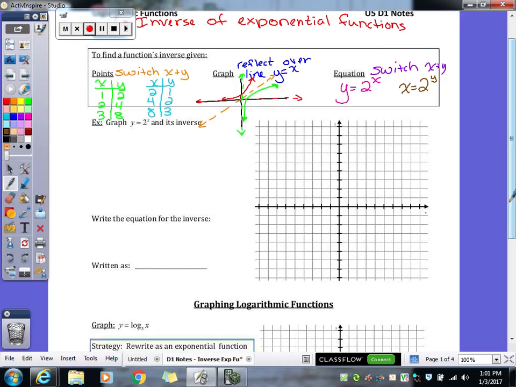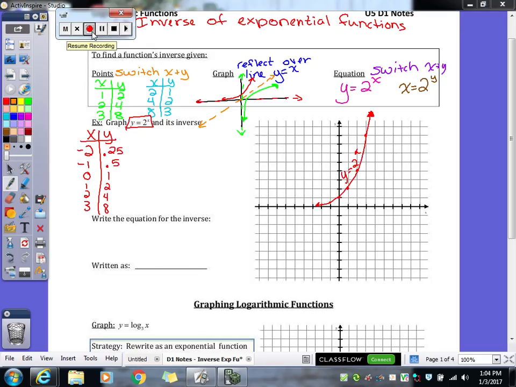So let's take a look at our graph. What I want you to do right now is we're going to graph y equals 2 to the x. Using your calculator, I want you to get a table of values. For your x's, I want you to go from -2 to +3. Let's have you go ahead and do that. Then, to graph the inverse.